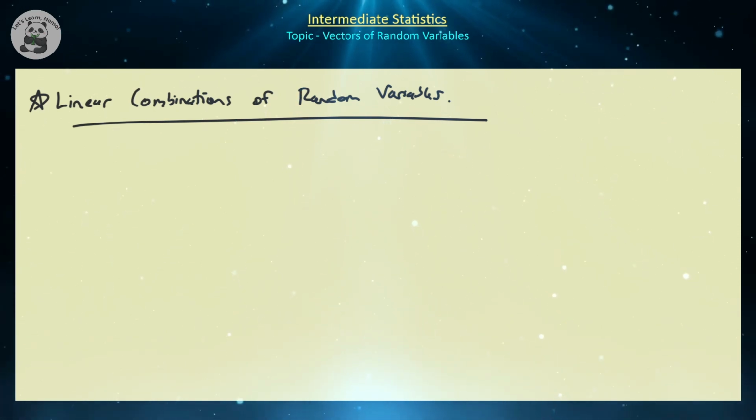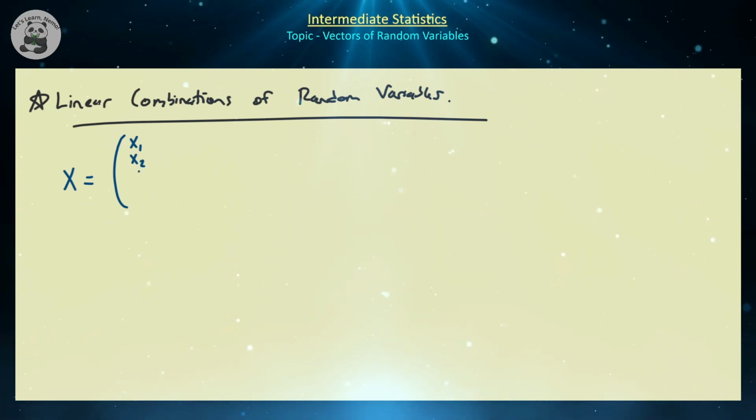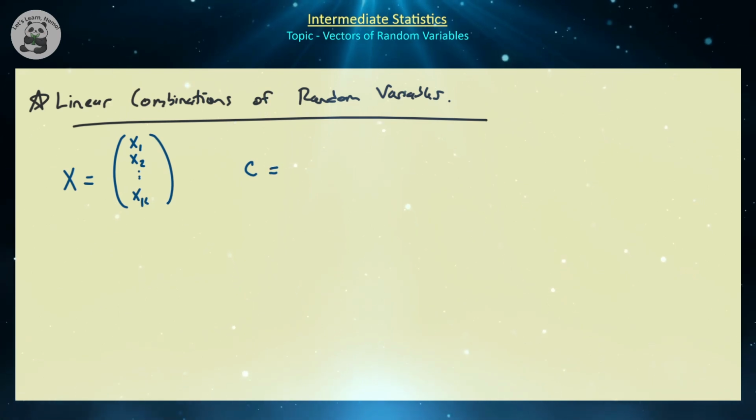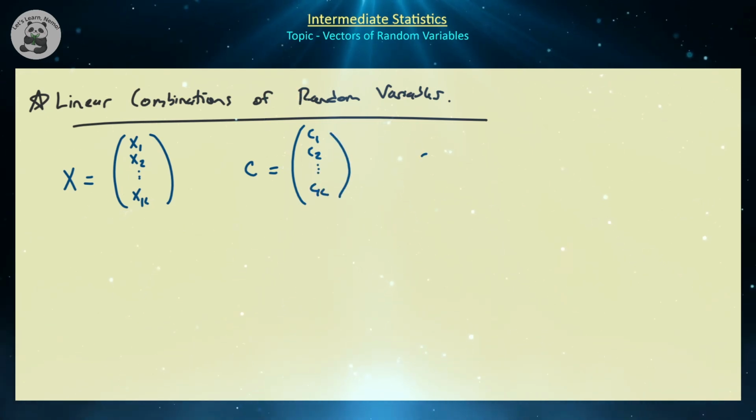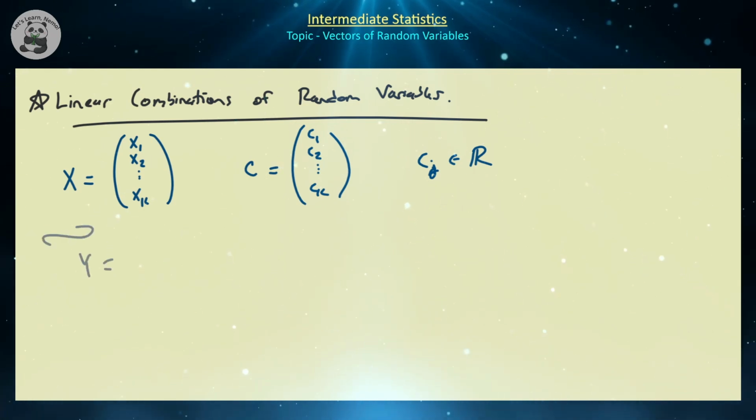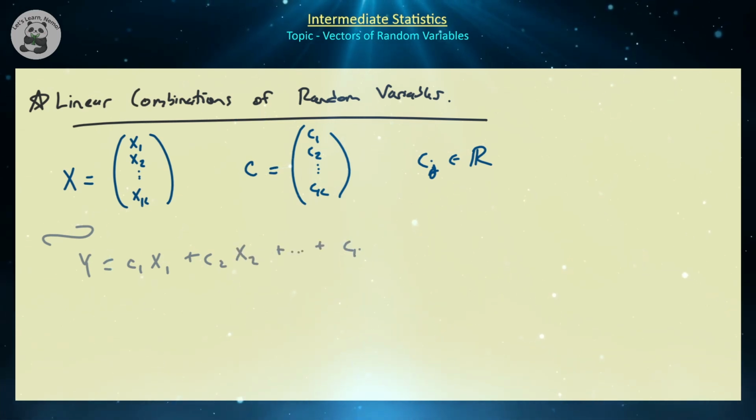So let's assume we have a random vector that consists of all of the random variables of interest, x1, x2, all the way down to xk. And let's assume that we have a series of constants, let's call it c, equal to c1, c2, all the way down to ck as well, where each of these cj's belongs to the set of real numbers with no limitations on their value.